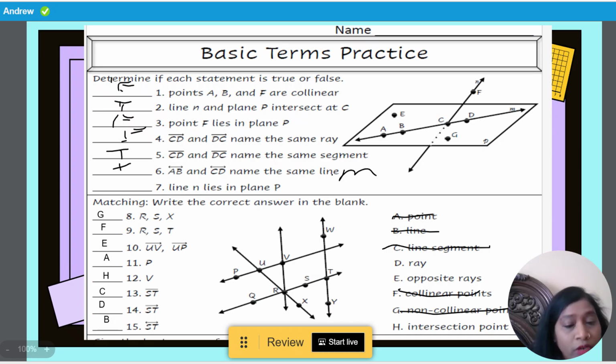R, S, T is F, collinear points. That's right. UV and UP are opposite rays. UV and UP. That's right. And P is a point. That's right. V is the intersecting point. That's right. Very good. I'm so impressed, guys.